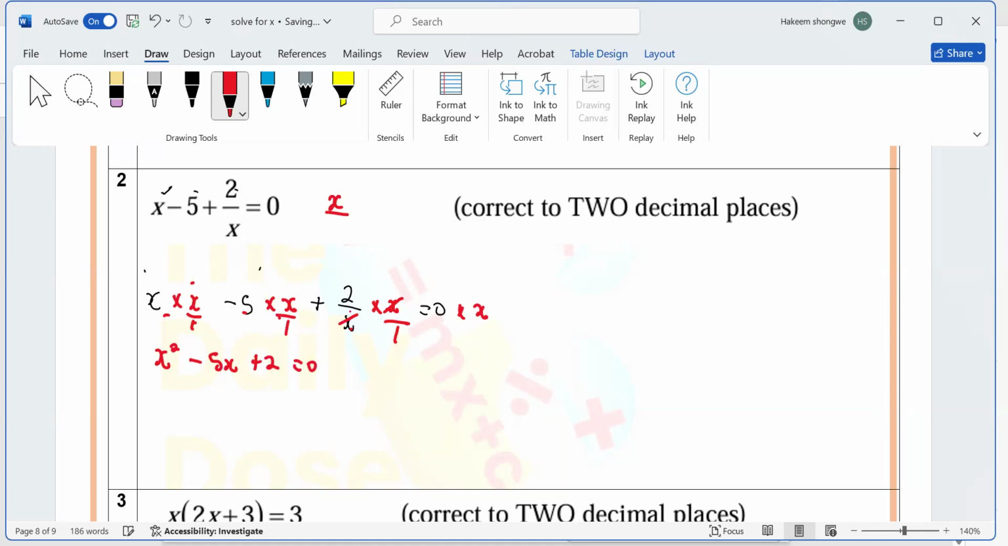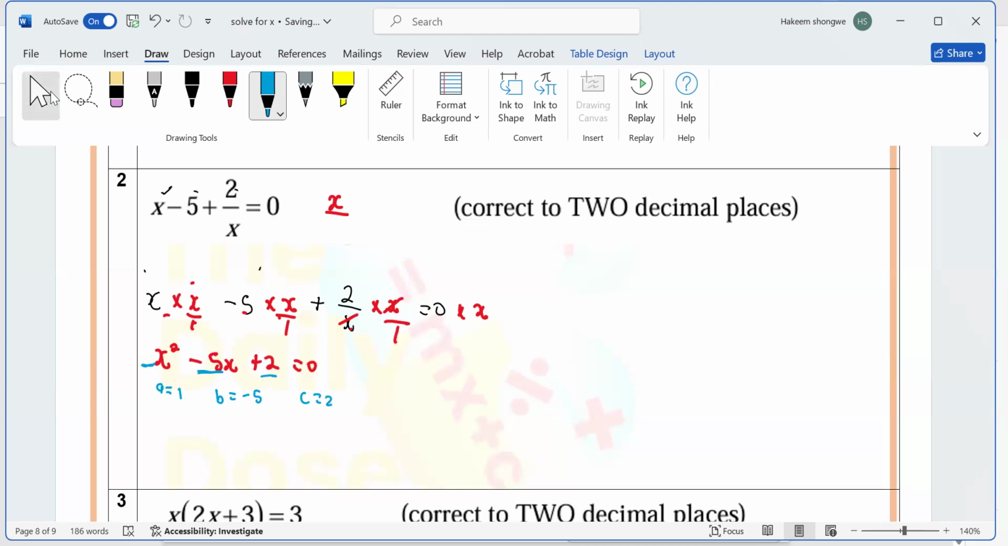Yes. This is equal to 0. Is it in a standard form now? Yes. It is in a standard form. Okay, if it's in a standard form, what is our A? Let's highlight. We get A here, we get B here. A is positive 1. B? Negative 5. Not negative 5x, negative 5. C? Positive 2. It's 2.